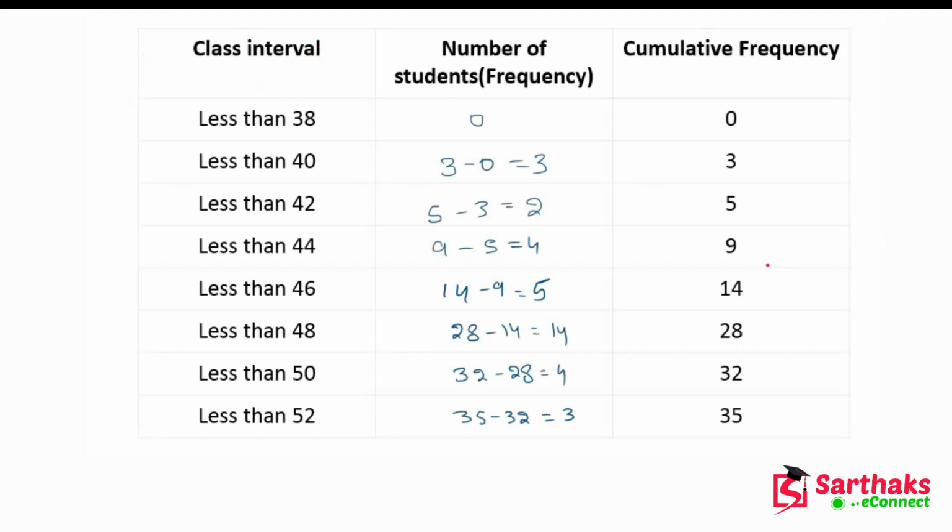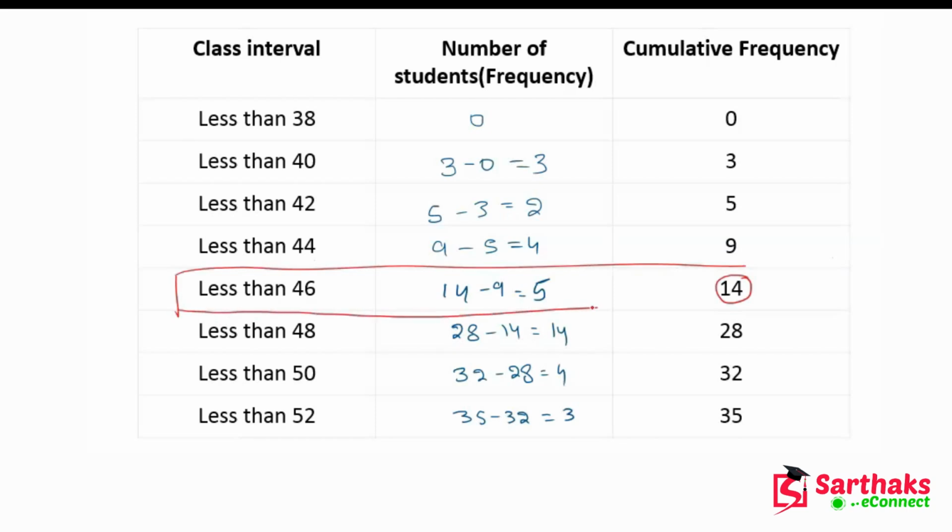Now we have to find the median class, and we know that n upon 2 is equal to 35 upon 2, which is 17.5. So n upon 2 is 17.5, which is nearer to this 14. So we can say that this is the median class. Got it? I hope you understand these things.